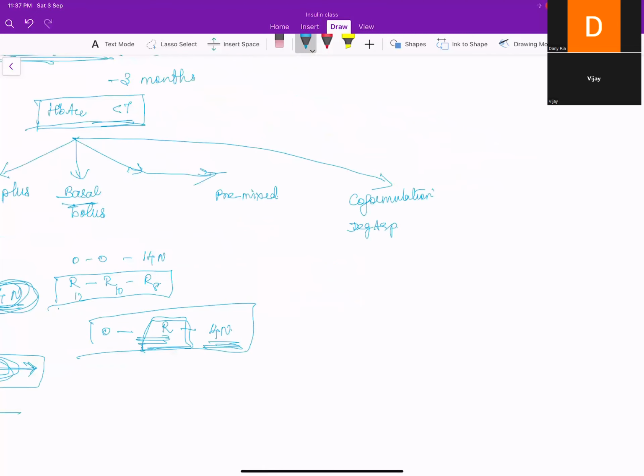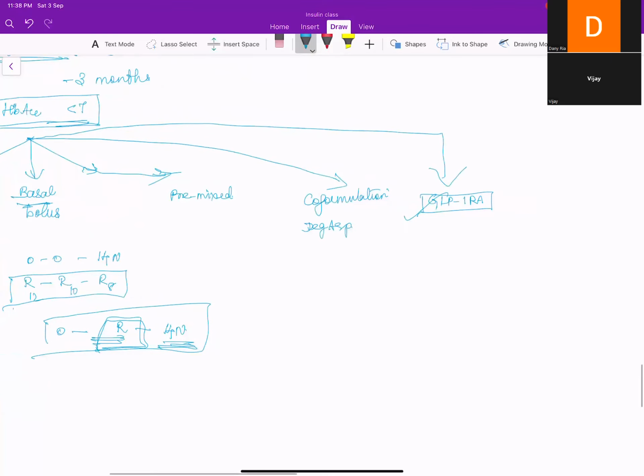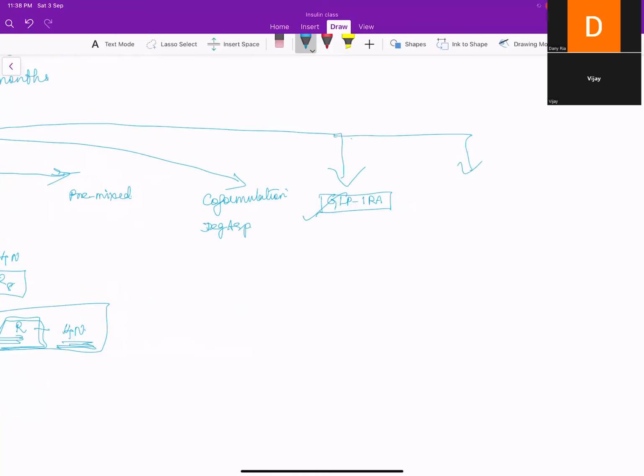The fifth option for intensification is you can add another injectable, the GLP-1 receptor agonist. Semaglutide or liraglutide can be used because it is more physiological. Remember last week we discussed DPP4 inhibition and GLP-1 receptor agonists. Incretin-based therapies are more physiological. So we can give a GLP-1 receptor agonist. It will be more physiological in controlling sugars.